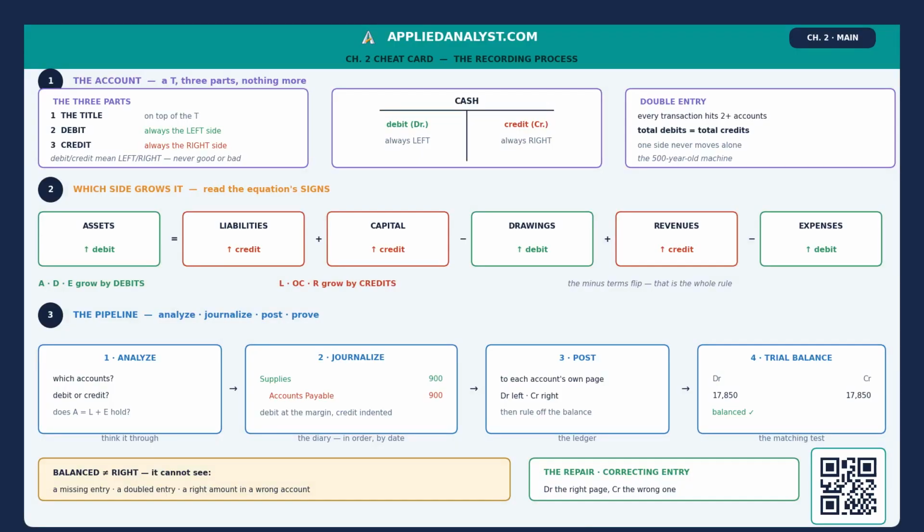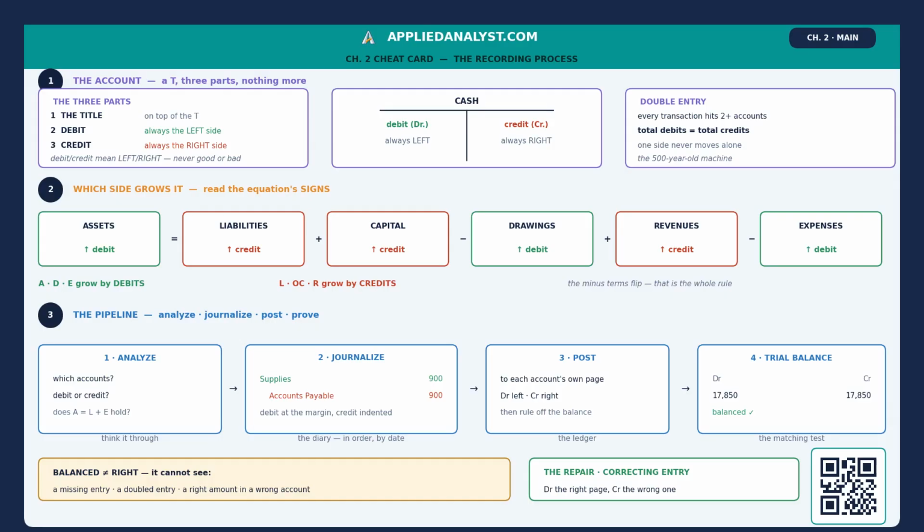Screenshot this, the whole of Chapter 2 on one card. The T, title on top, debit left, credit right. The map, ADE grow left, LCR grow right. Reads straight off the expanded equation. Double entry, at least 2 accounts. Debits always equal credits. The pipeline. Analyze, journalize, post, and the trial balance, a matching test that proves the columns agree but cannot see a missing entry, a doubled entry, or the right amount on the wrong page. And right beside that warning, the repair for it, a correcting entry. One move, debit the page it belongs on, credit the page it never did.